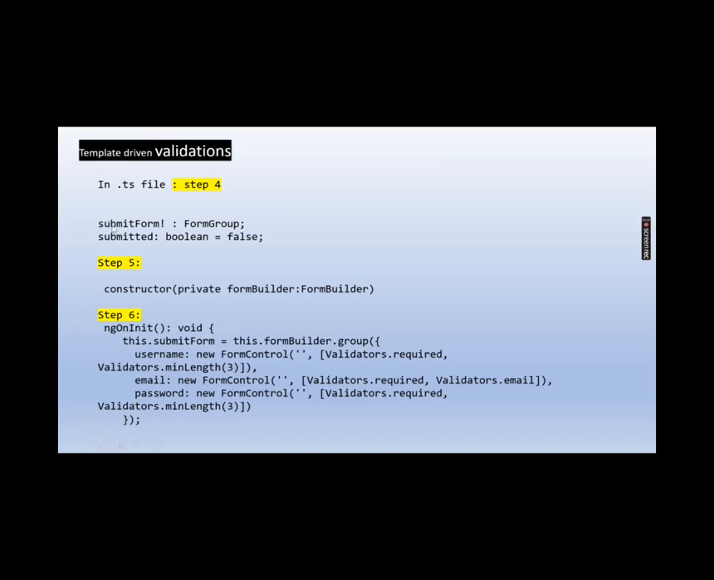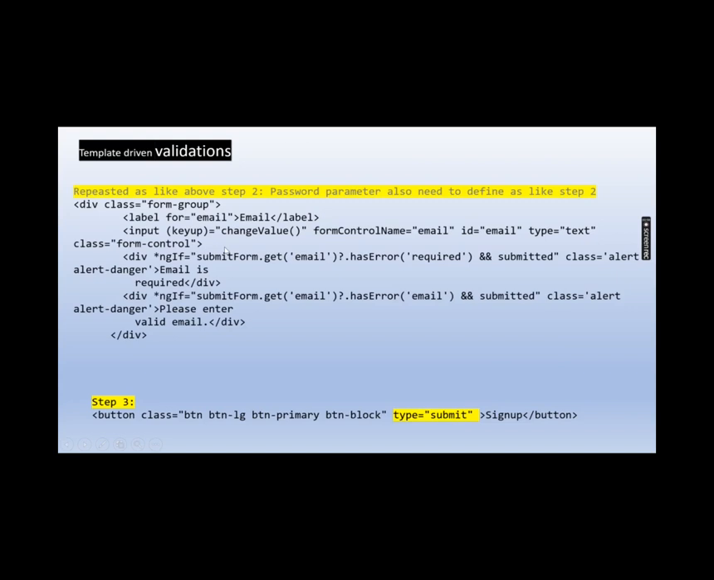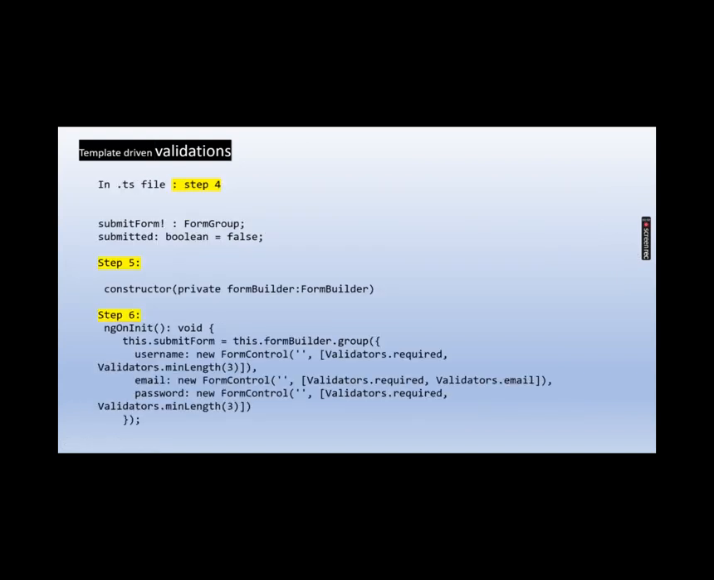This one we need to define in the .ts file: submitForm with an exclamation mark and colon FormGroup. And we said that submitted would be a boolean type and it should be false. Initially it should be false, because this submitted is coming from the first one, so whether we submitted or not. So here on sign up it will submit. So for that purpose we need to initialize submitted boolean equal to false, always false. When we submit it, then it will become true, meaning we will make submitted true.